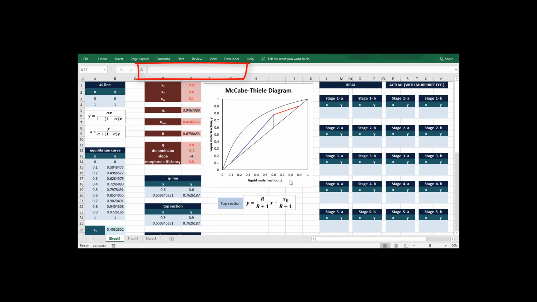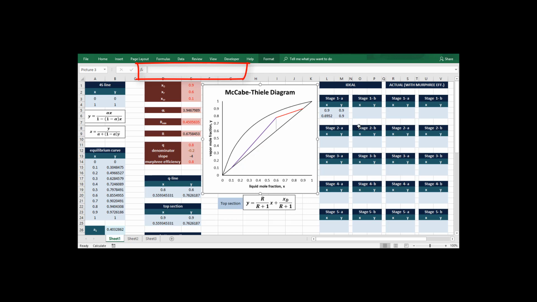I will now continue in making the stages for the ideal equilibrium curve. For stage 1A, initially x and y is equal to the distillate composition x. The same y is used for the second value, and x is evaluated using the formula x is equal to y all over alpha plus the quantity of 1 minus alpha times y.